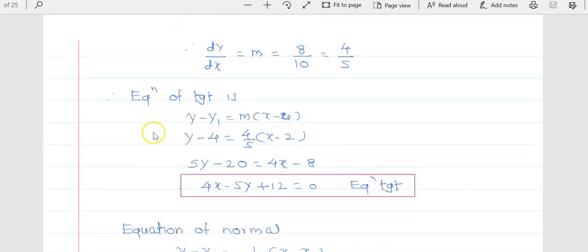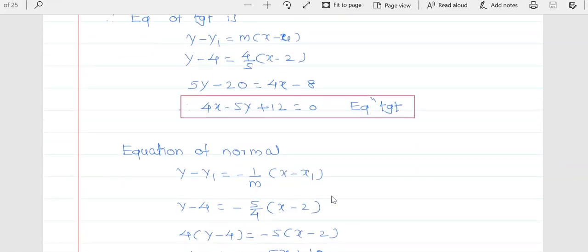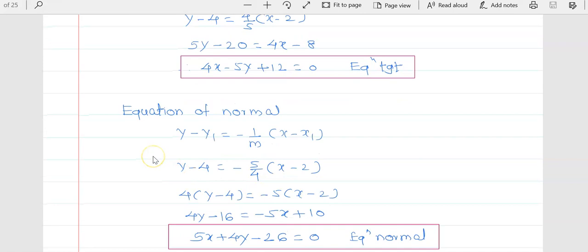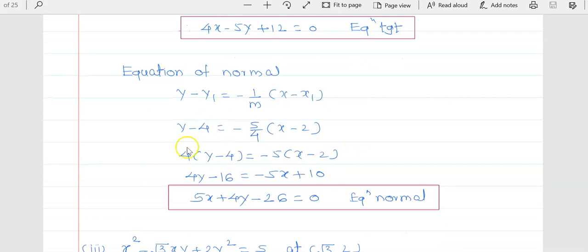Now the equation of the tangent is y minus y1 is equals to m in bracket x minus x1. Y minus 4 is equals to 4 upon 5 in bracket x minus 2. Now after the simplification, you are getting 5y minus 20 is equals to 4x minus 8. This is the equation of the tangent, that is 4x minus 5y plus 12 is equals to 0. Now the next is equation of the normal, y minus y1 is equals to minus 1 upon m in bracket x minus x1. Now simplify this, that is y minus 4 is equals to minus 5 upon 4 in bracket x minus 2.